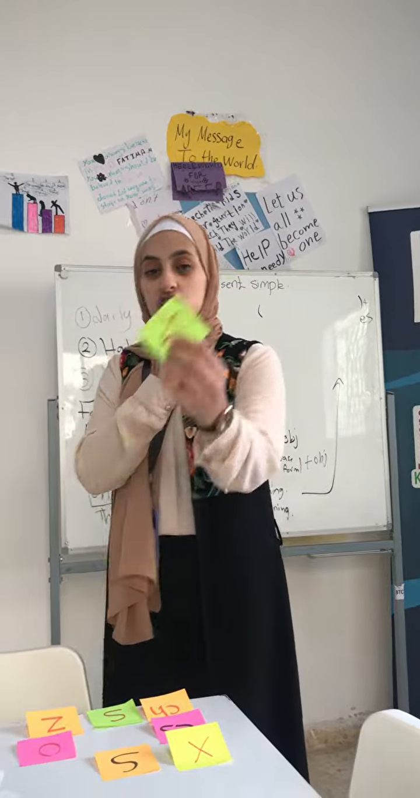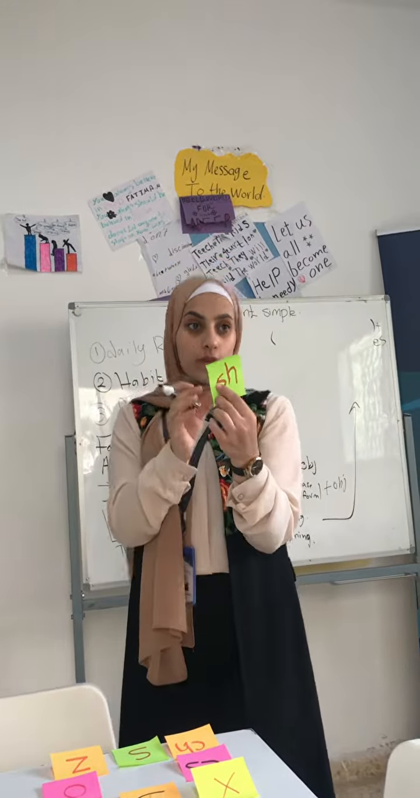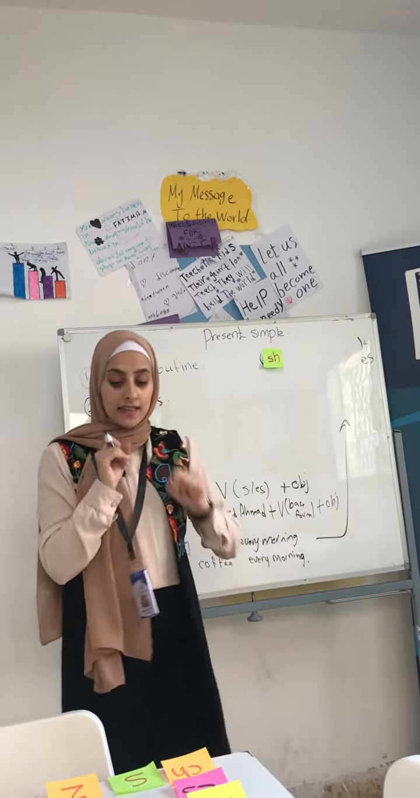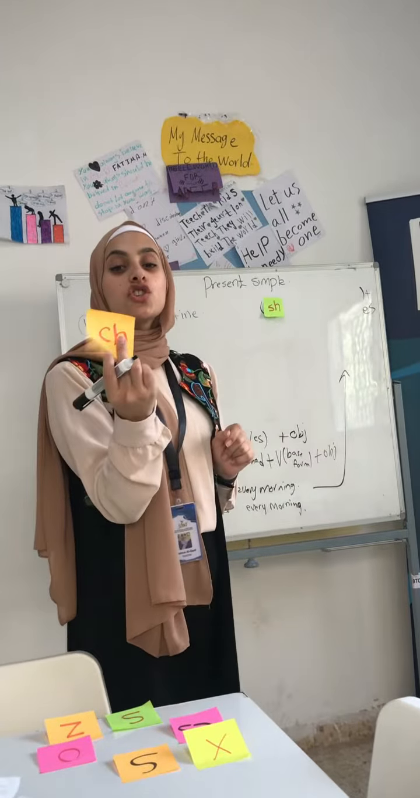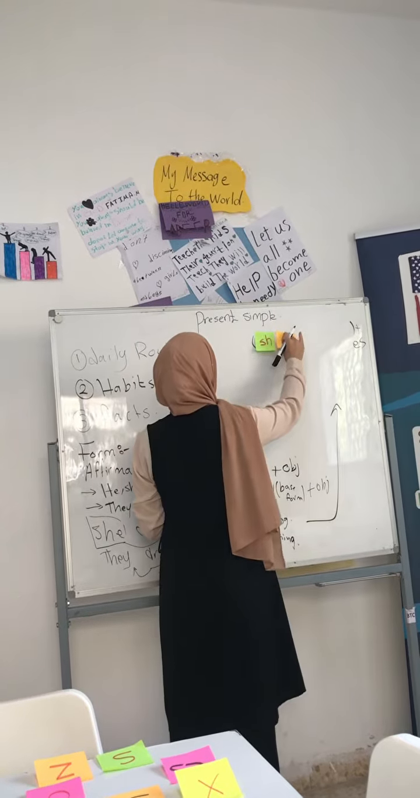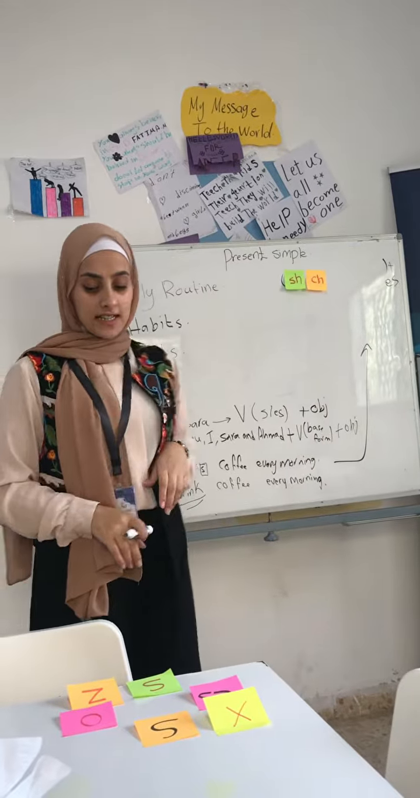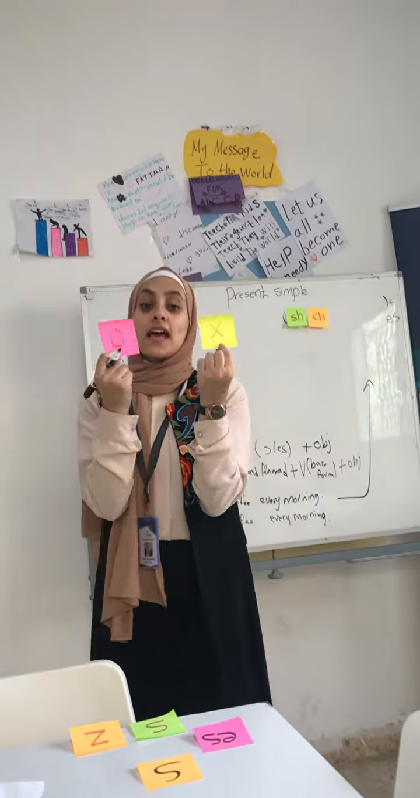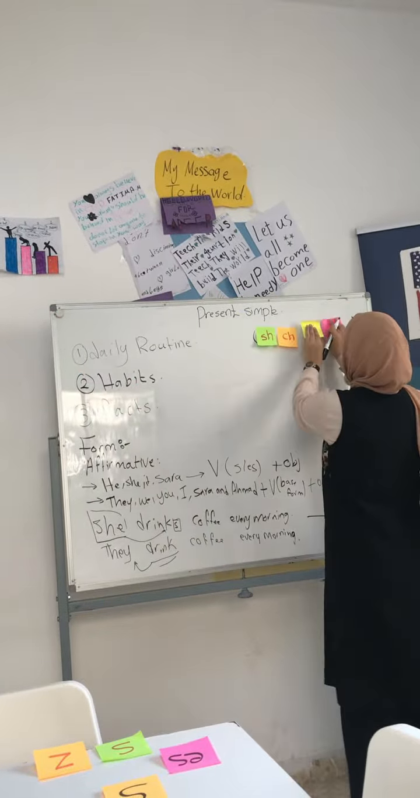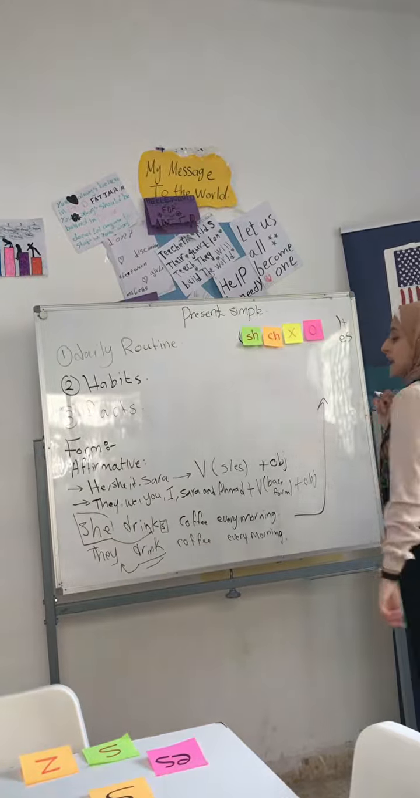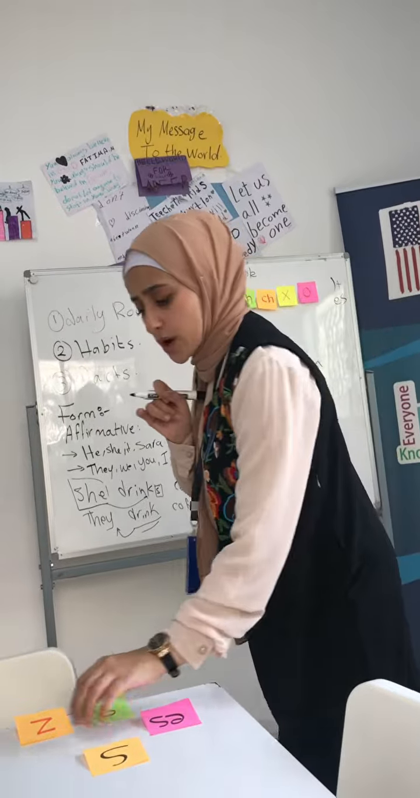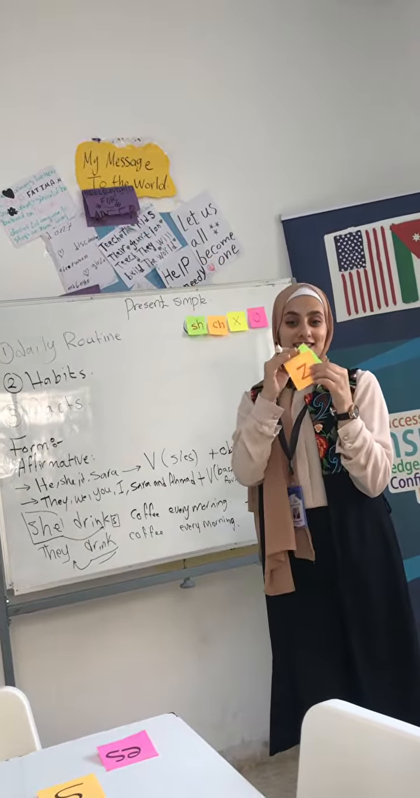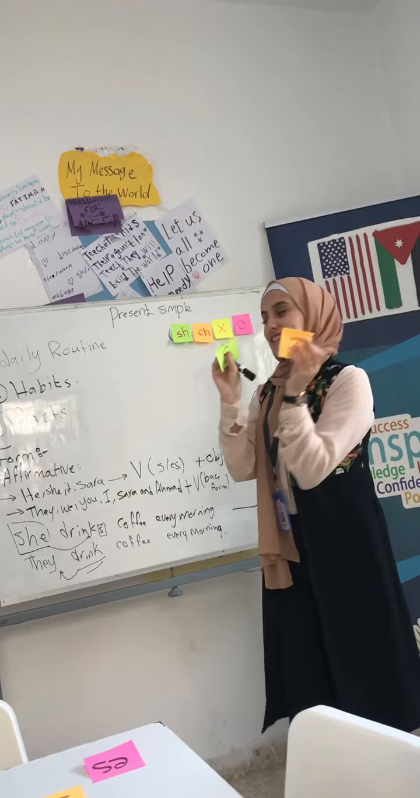The first one, which is sh. Okay, we will put here sh. The second letter, which is ch. We will put here ch. The third letter and the fourth one, x and o. So x and o, we will also add to them es. And then the last two actually, z and s.